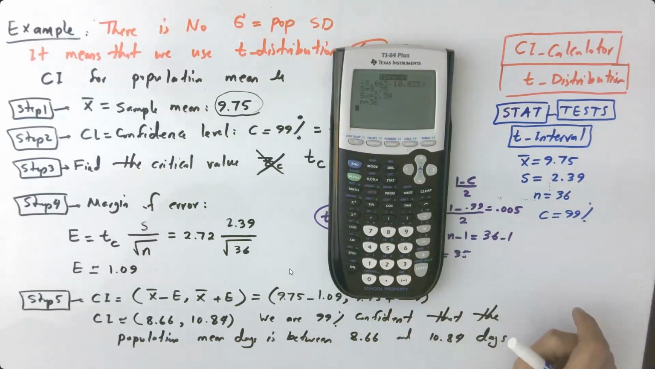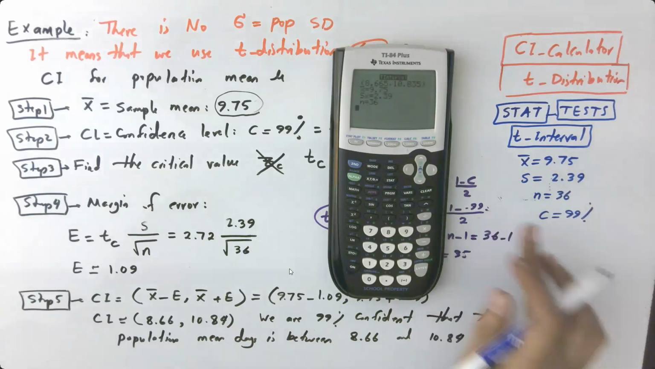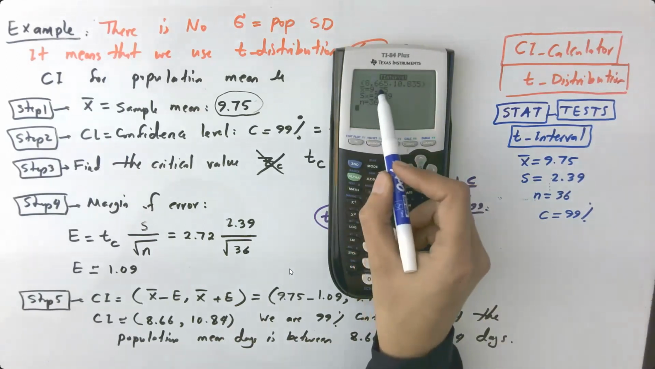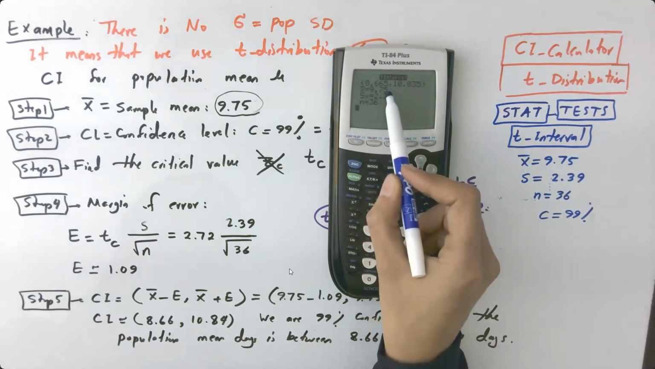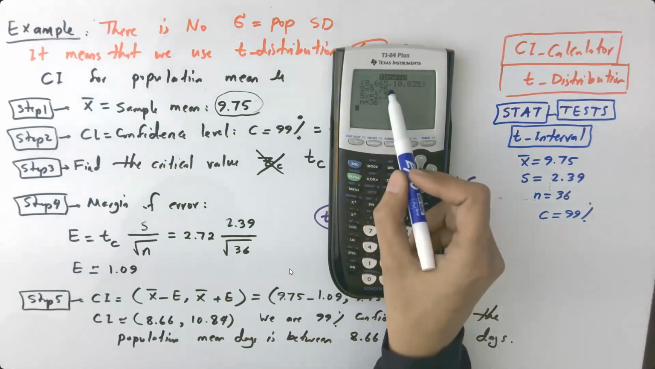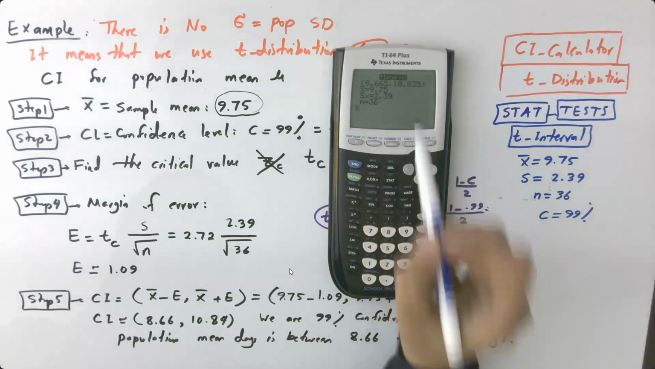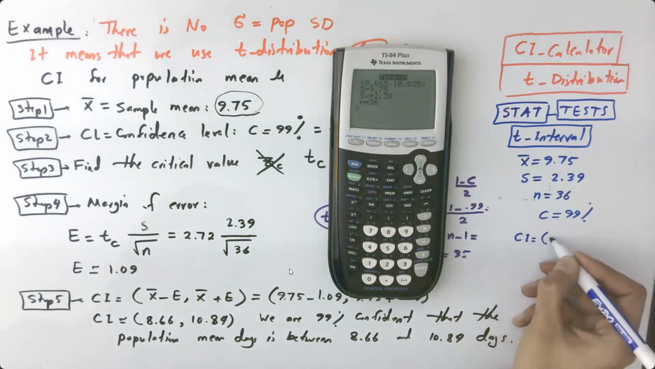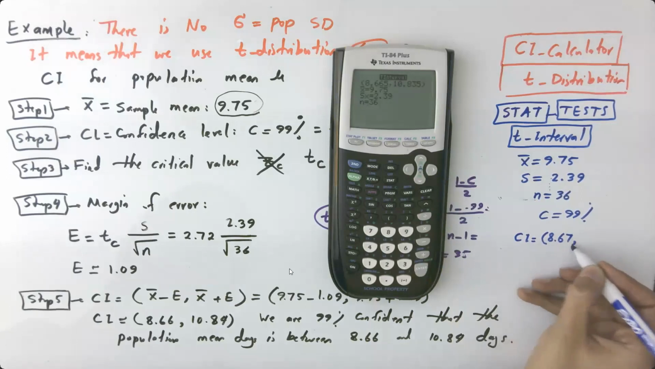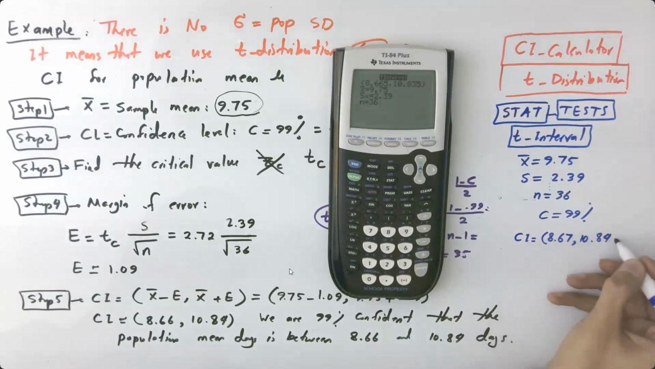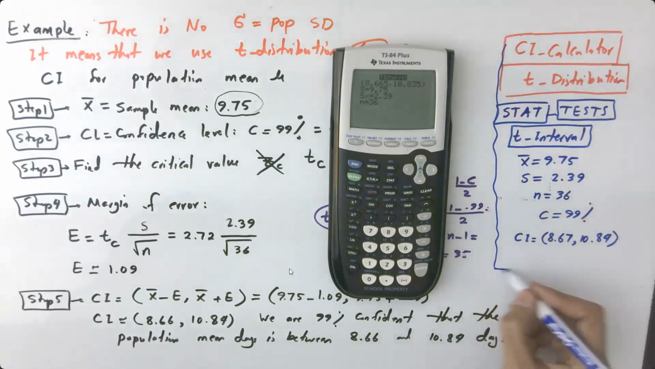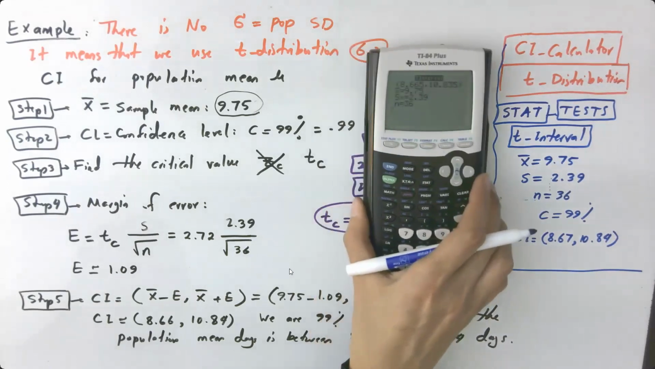Let's wait a little bit for this to show the result. Your calculator gives you the confidence interval as 8.67. Pretty much close. And 10.84. So the confidence interval is 8.67, 10.84 days. So this is how we use our calculator to make sure our computation is actually correct.